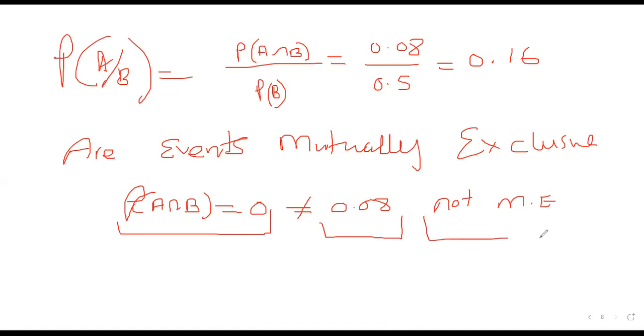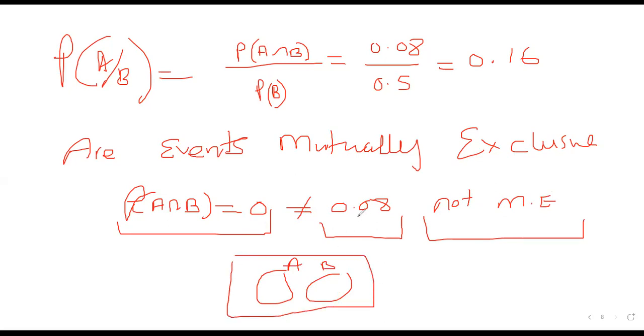Step 3, conclude. So a condition for mutually exclusive should be that sets A and B must have nothing in common. They should never meet. The intersection must be 0. So is our intersection 0? No, it is actually 0.08. They meet somewhere. So what is our conclusion? The conclusion is that they are not what? Mutually exclusive. So state condition, compare, conclude, CCC.